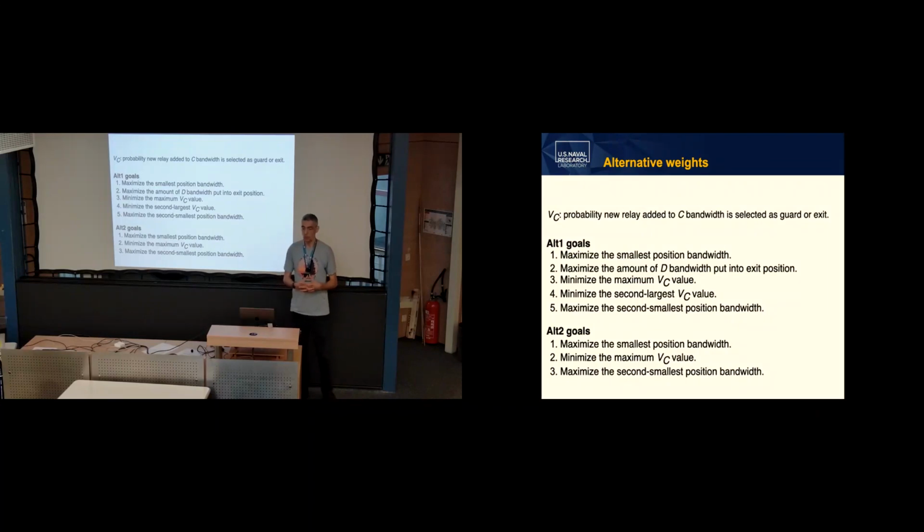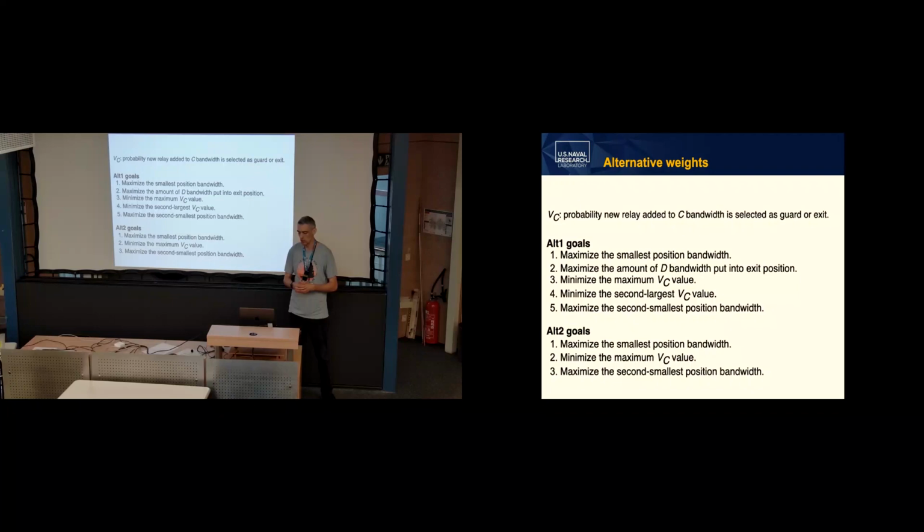Okay, so we propose a set of alternative weights that we believe Tor should adopt. We considered two possible sets of goals. When considering what one might do, there wasn't any clear best choice for us, so we came up with two, just to show that you could. I'll talk about the Alt1 goals in this talk. We introduced a new criterion, which is we look at the probability that if you add a new relay to a given class C, it's selected as a guard or exit, because that's very sensitive traffic. So we'd like to minimize that across all the classes as much as possible.